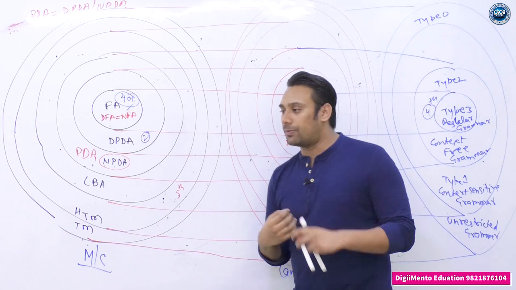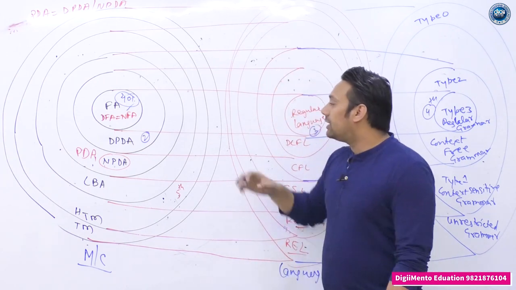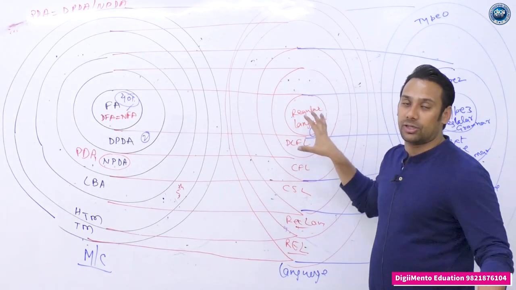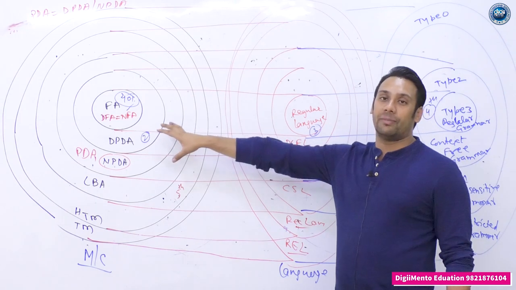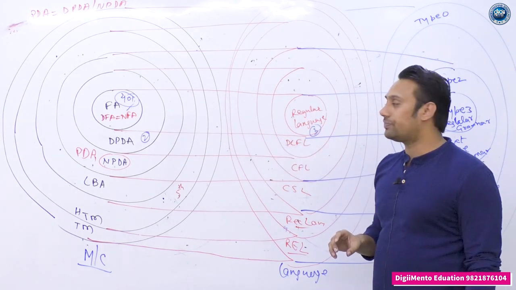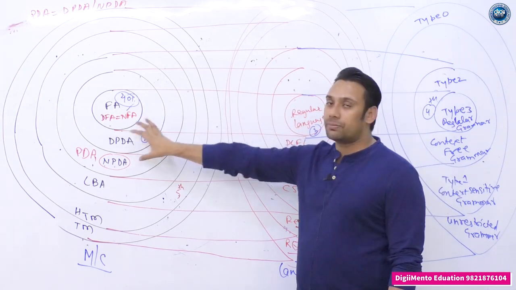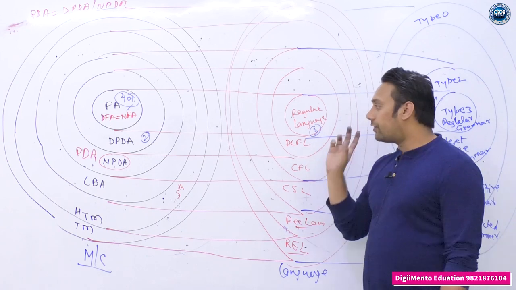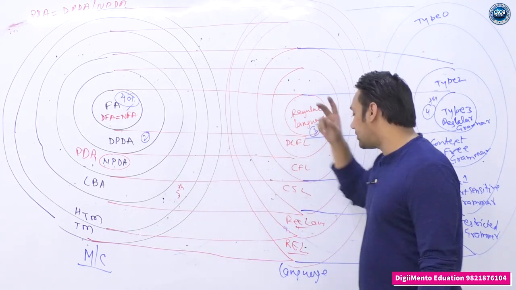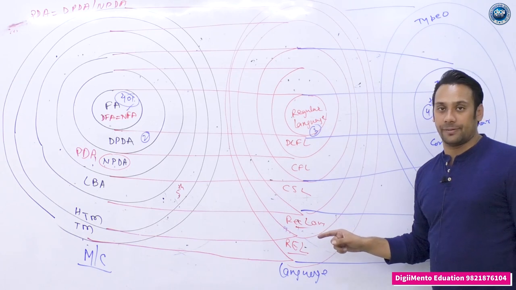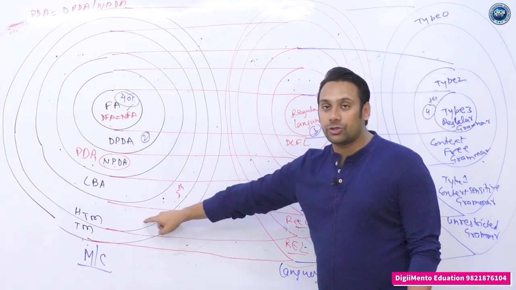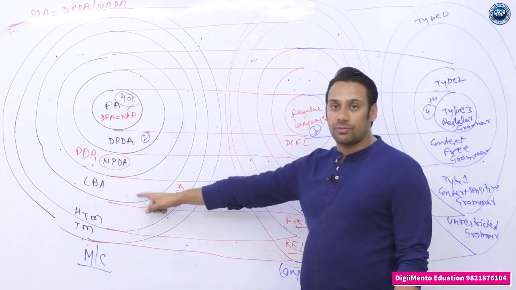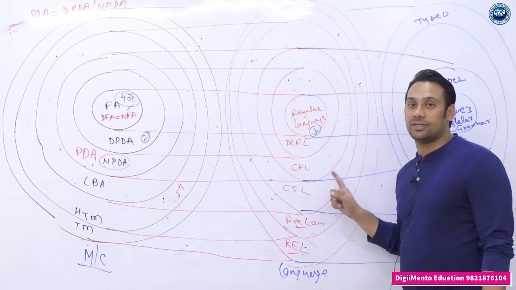Dekho, main isko phir se ek bar properly samjha deta hu. If for a language you can create a finite automata, then we call that language regular. If for a language we can create a pushdown automata, then we say that language is context free. If for a language we can create a Turing machine, then we say that language is recursively enumerable. If for a language we can create a Halting Turing machine, then we say the language is recursive. If for a language we can create a linear bound automata, then we say that language is context sensitive.